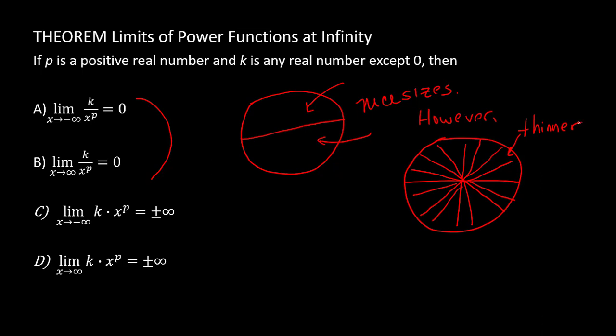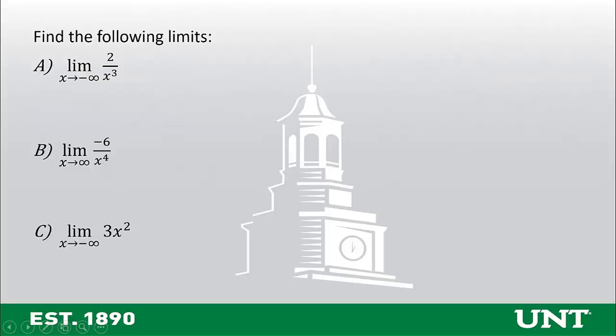Find the following limits. A. The limit as x approaches negative infinity of 2 over x cubed. Regardless of whether the value in the denominator approaches positive or negative infinity, the absolute value is getting very large, and that means the entire expression will then approach 0.